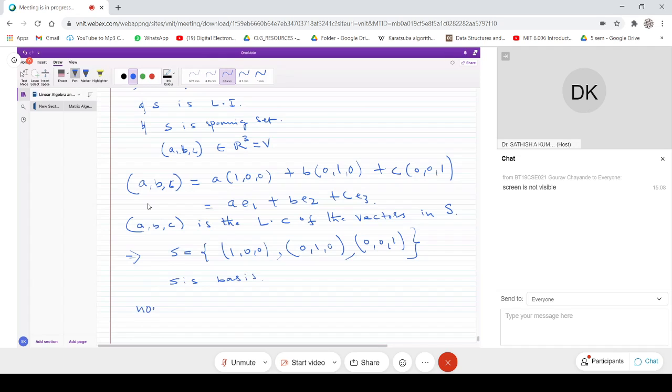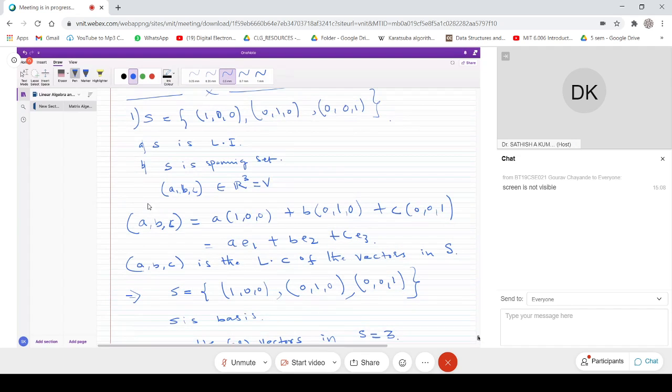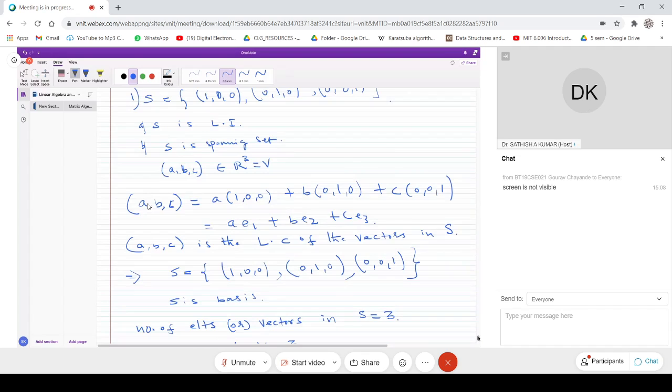S is a basis, so the number of vectors in S is equal to 3. Therefore the dimension of the vector space is 3. There are some results to verify that. Maybe I'll discuss in the next class. We'll do some more problems.